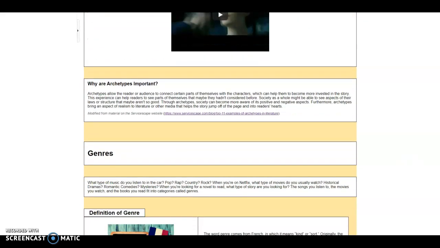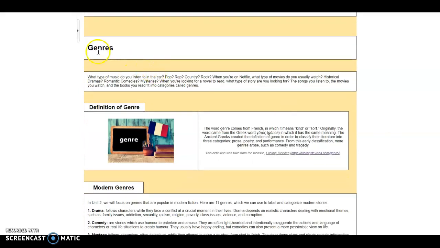And then when we continue on here, you'll see genre, which is going to be our second topic for this activity. And so what we're talking about with genre is when you listen to music, or when you watch movies, or when you read short stories and novels, they fit into different types or categories, which we call genre. And so you've got a definition of genre right here explaining where it comes from.